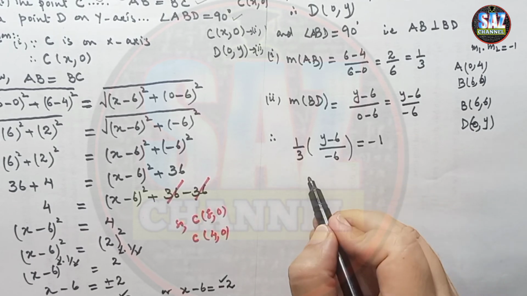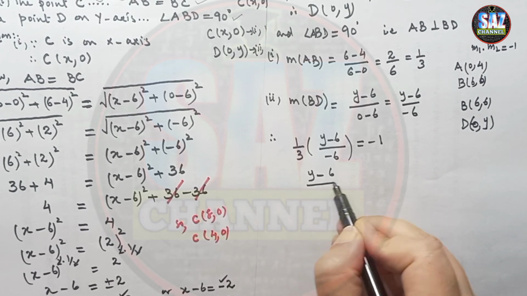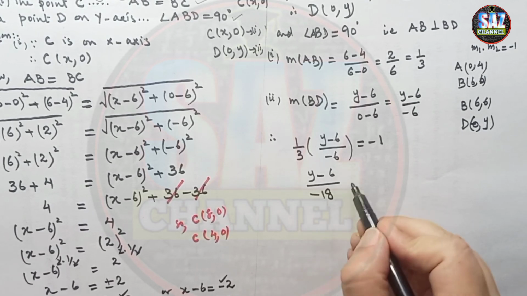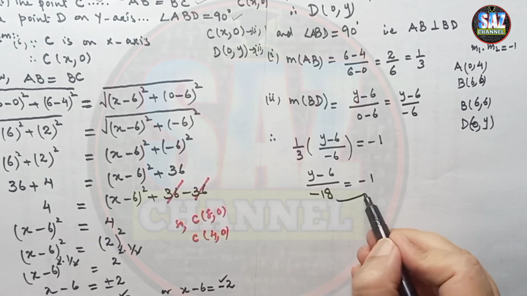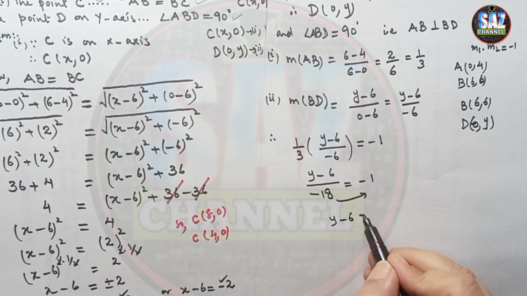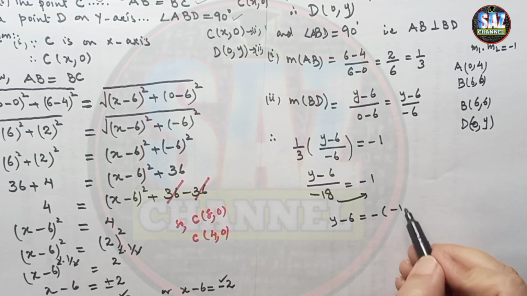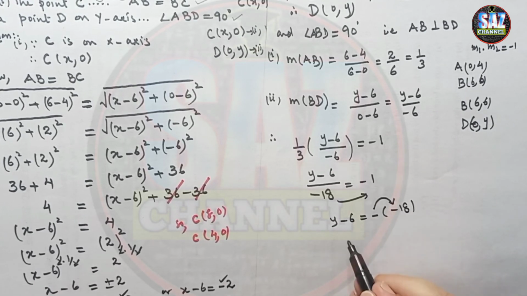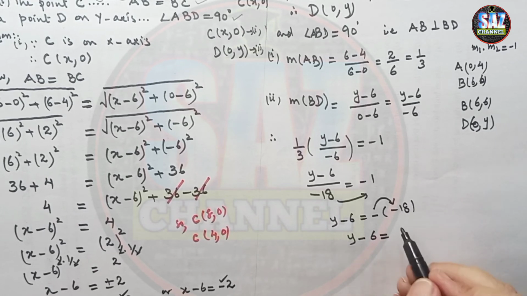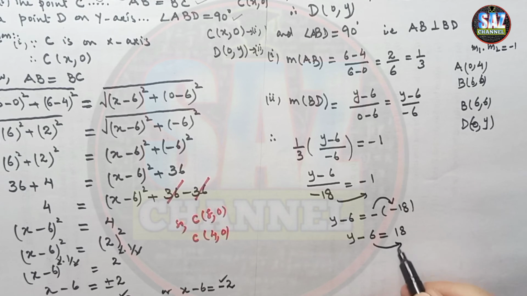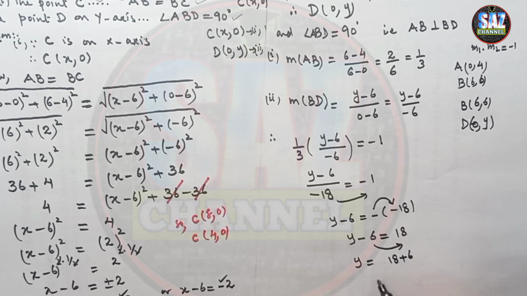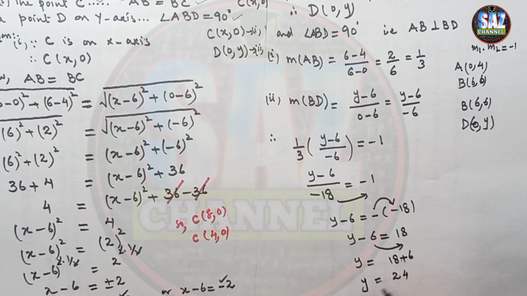Then this takes the form (y minus 6) upon 3 times 6 is 18 with negative sign, equals minus 1. Shift 18 to the other side. y minus 6 equals minus into 18 with negative sign, this will become positive. y minus 6 equals 18, and shifting 6 to the other side, this becomes 18 plus 6, which is 24. The y value is 24. So the coordinates of D on the y-axis will be (0, 24).